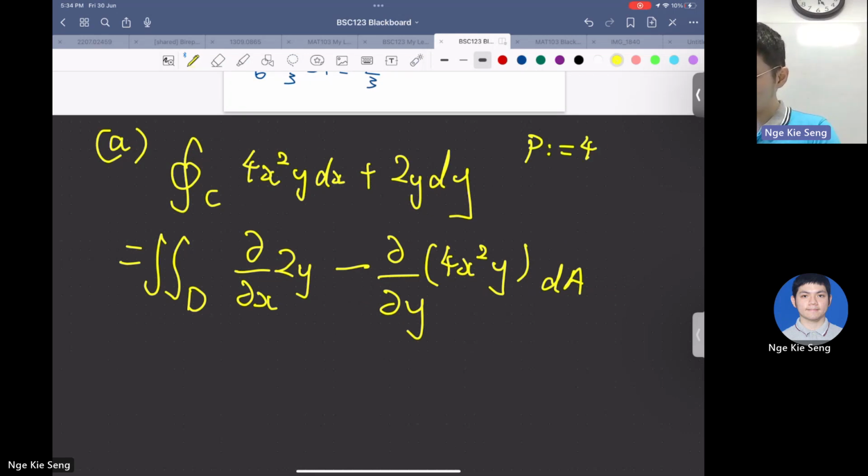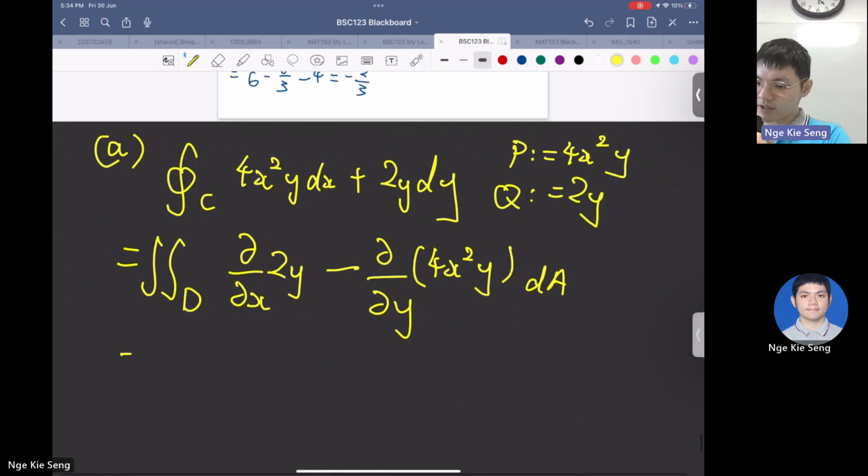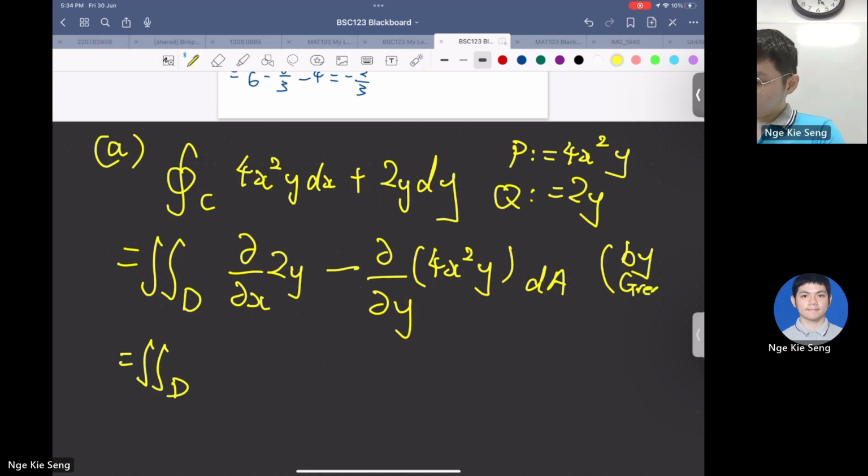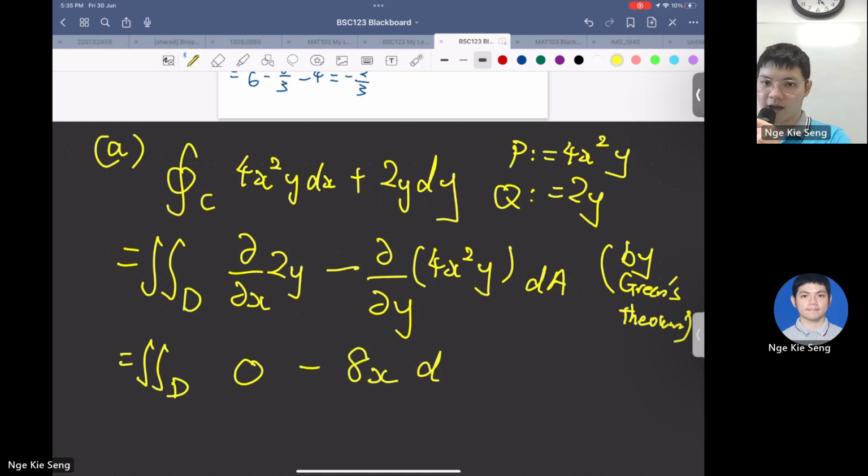So in this case, my P here is 4x squared y. My Q here is 2y. So just differentiate it. This step is by Green's theorem. So differentiate with respect to x of 2y, you get 0. And then the second one, you get 4x squared dA. Sorry, something wrong, it's 4x dA.